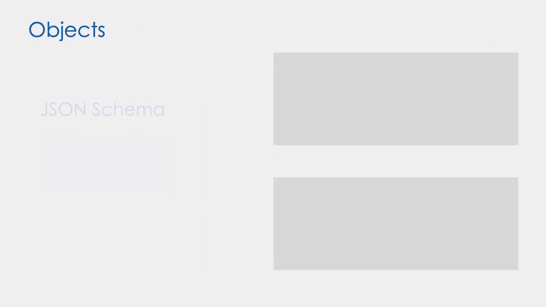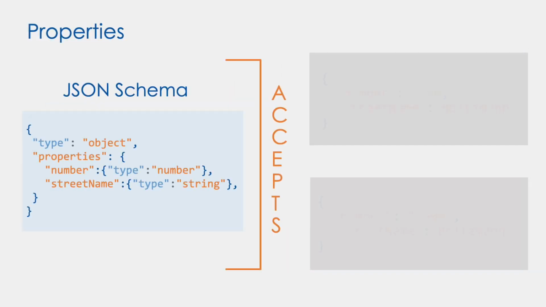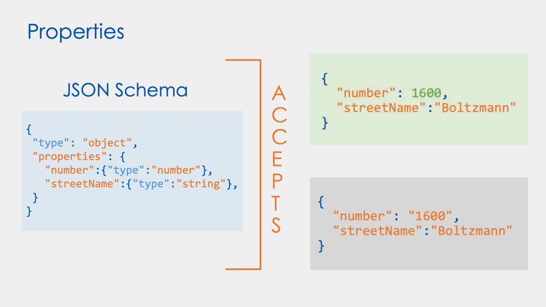Objects are the mapping type in JSON. They map keys to values. In JSON, the keys must always be strings. The properties, which are key-value pairs on an object, are defined using the properties keyword. The value of properties is an object, where each key is the name of a property, and each value is a schema used to validate that property. The second one is not accepted because the value of the number property is a string.